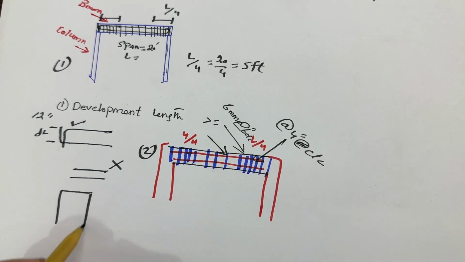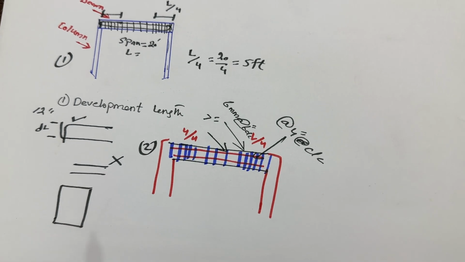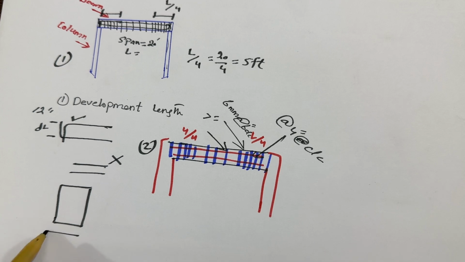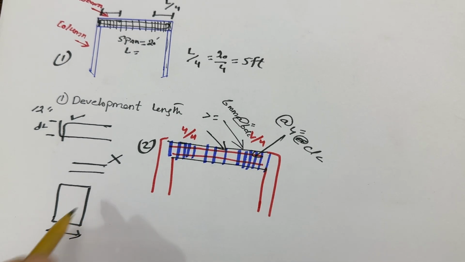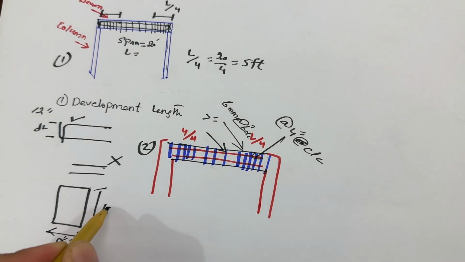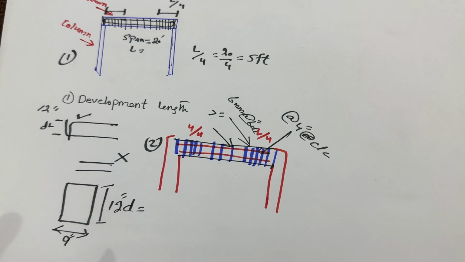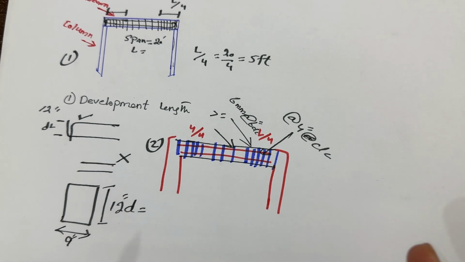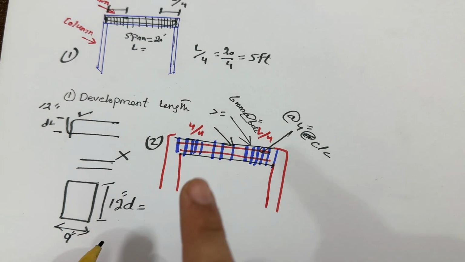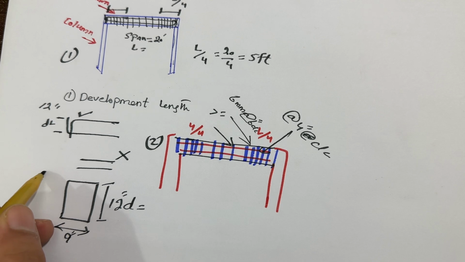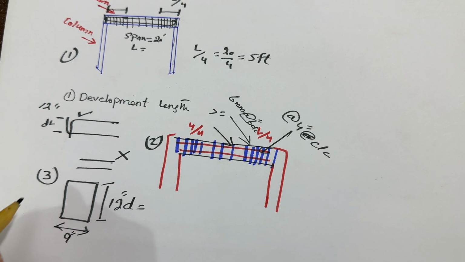The third one, you can see here, this is a beam section. The width of the beam should be less than its depth. If this is 9 inches, the depth should be 12 inches. But normally, we are providing the same size, 12 by 12 inches. So the width should be less than the depth, the depth should be more than the width. This is the third big mistake that people make.